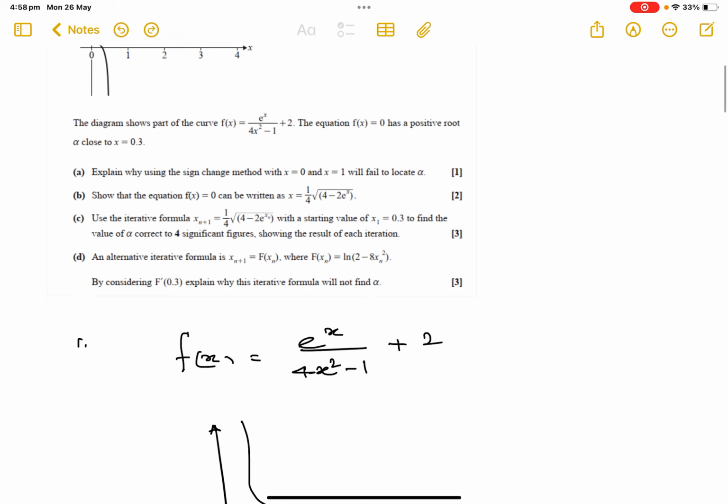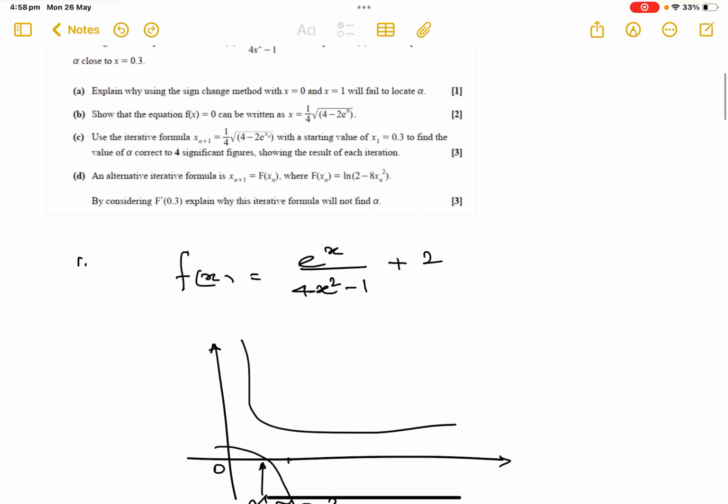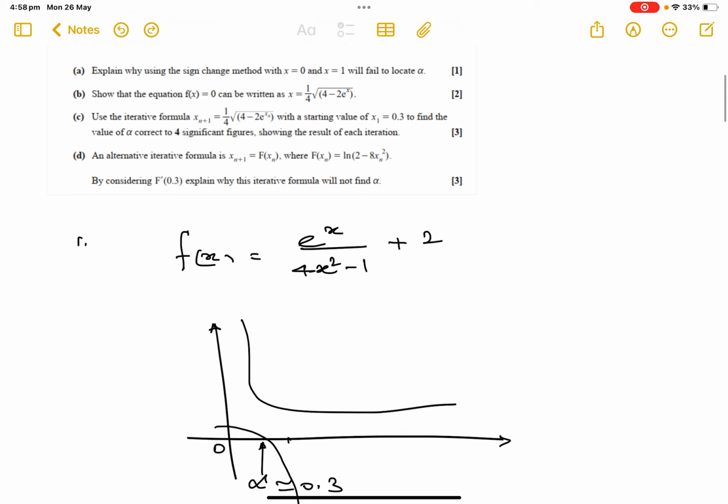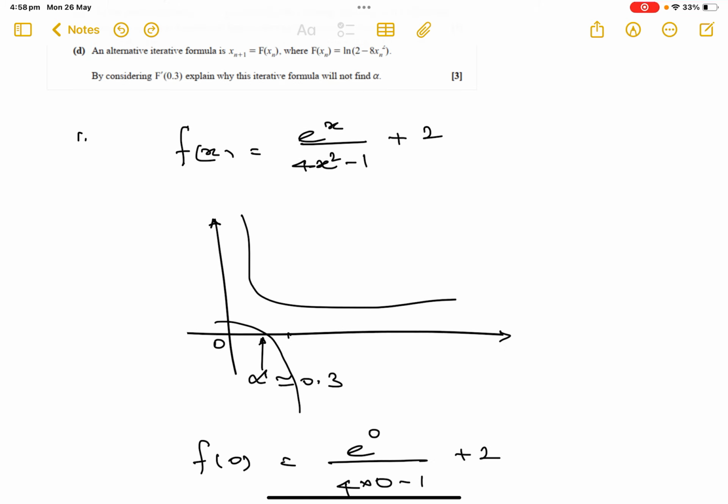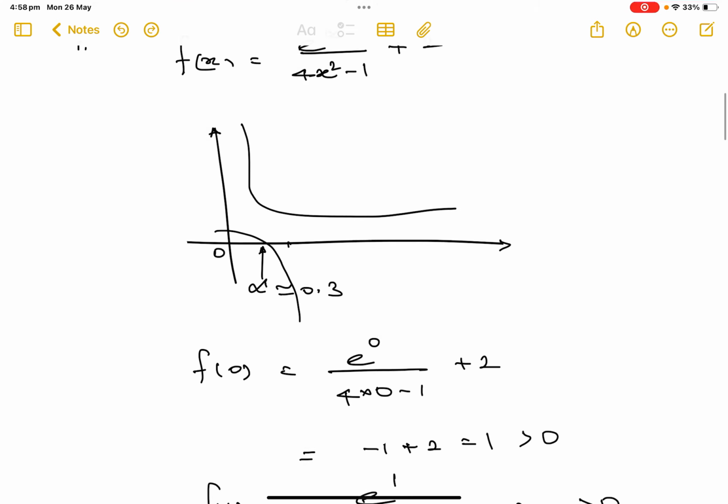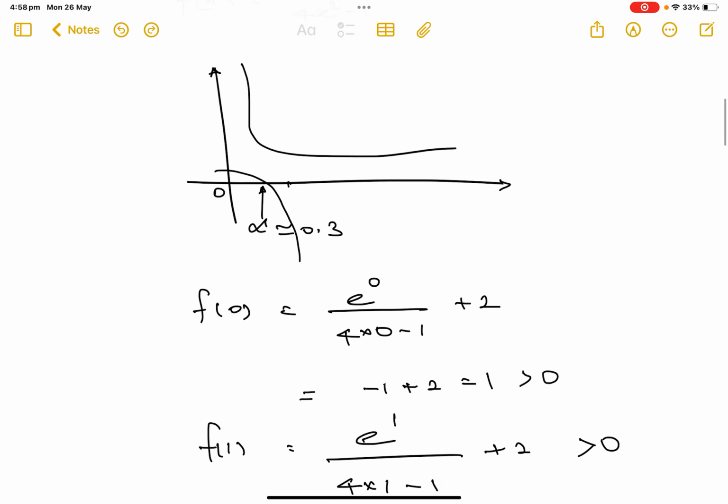Okay, let's start with the question. f(x) equal e to the power x divided by 4x squared minus 1, plus 2. I just resketch the diagram or graph. It will not help us, just for info.